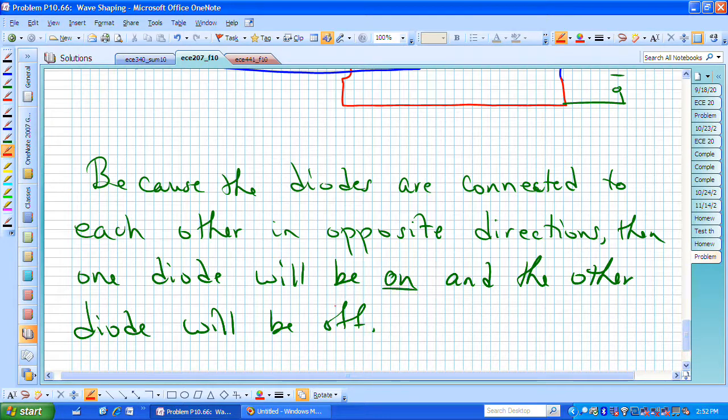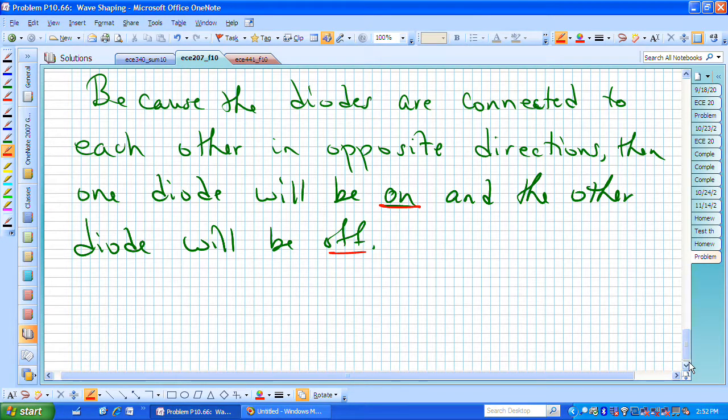So we're looking at one diode being on and one diode being off, not both being on or off at the same time. So we really only have two possible configurations. Diode 1 could be on, diode 2 off, or just the opposite. Diode 2 could be on and diode 1 could be off. And now you're saying, well, which diode is on?